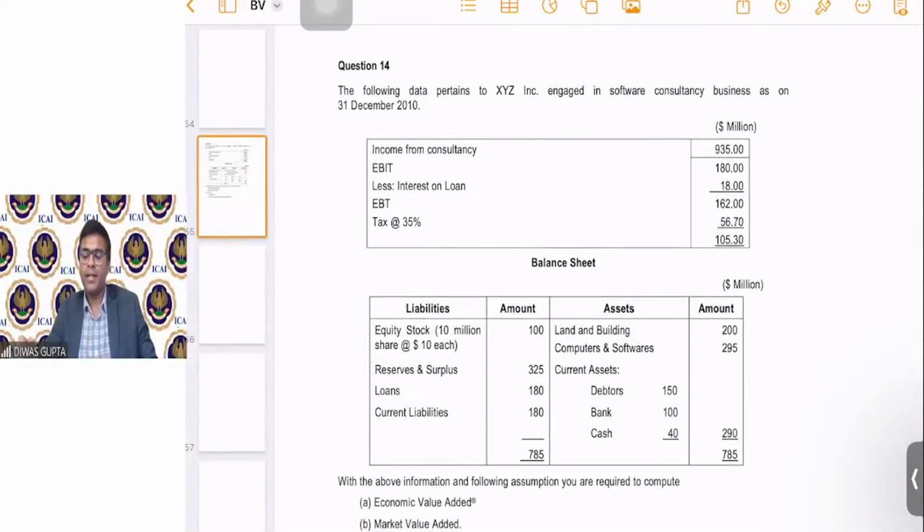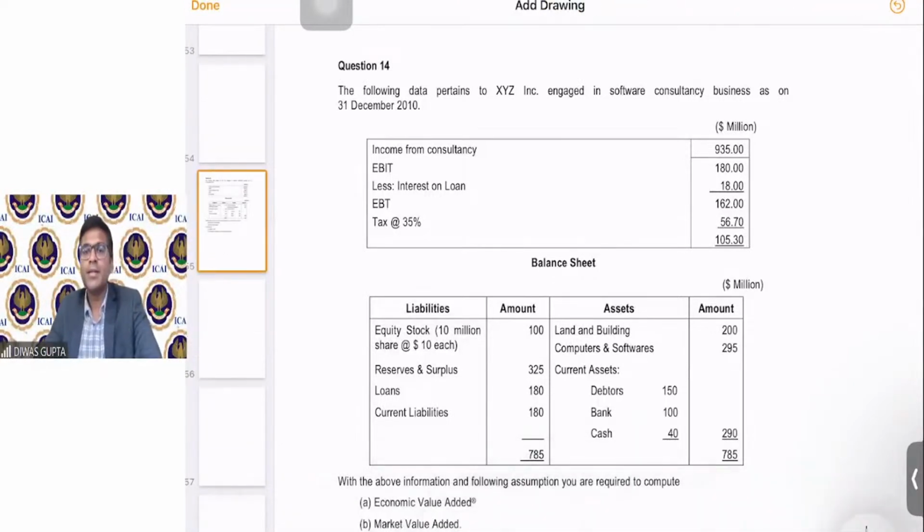The following data pertains to XYZ Inc., engaged in the software consultancy business, as on 31st of December 2010. This is as on date, that data. These are the information. So income from consultancy they have given, and this is dollars in million. Okay. Income from consultancy $935 million. EBIT on this is $180 million. Interest on loan comes out to 18, right? EBT then 162. Tax they have reduced to arrive at 105.30.